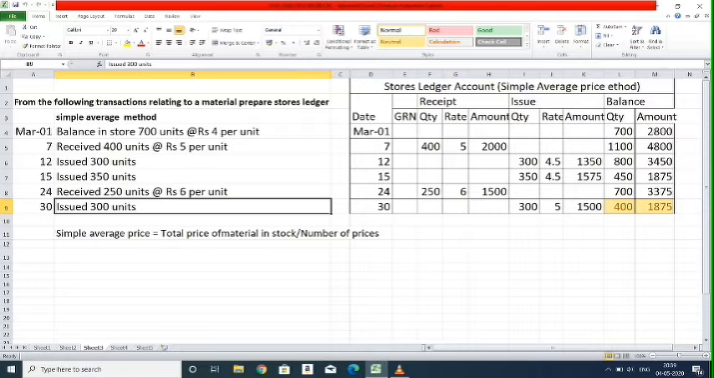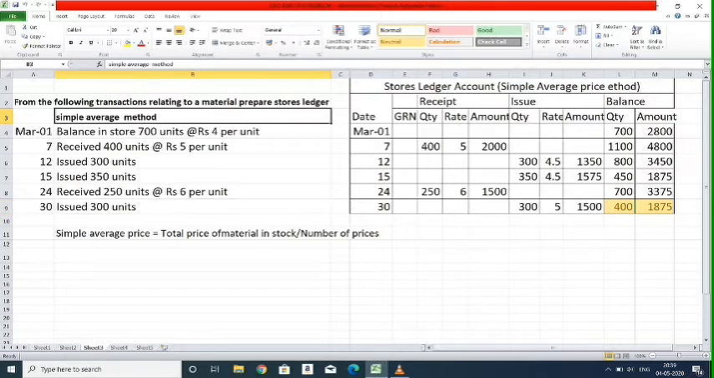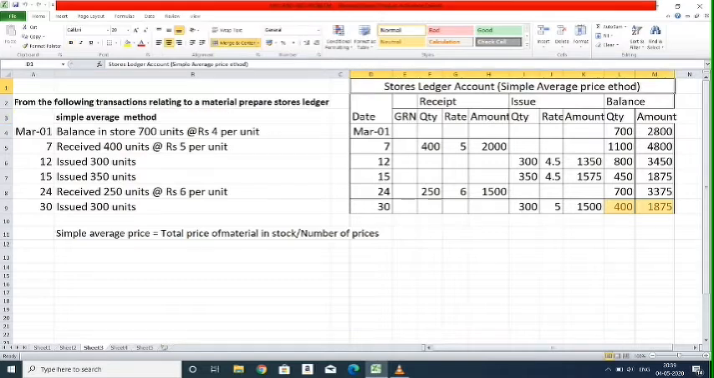Here we have to determine the material price by preparing a storage ledger using the simple average method. So we have to draw the storage ledger account. We know our storage ledger account has mainly three columns: receipt, issue and balance. Receipt has three subcolumns: quantity, rate and amount. Issue also has three subcolumns: quantity, rate and amount. The last balance column has just two columns: quantity and amount.